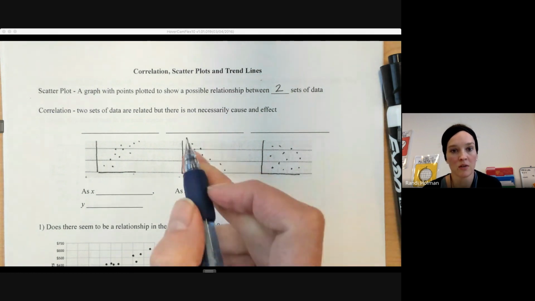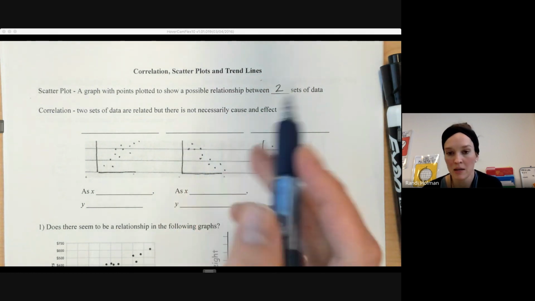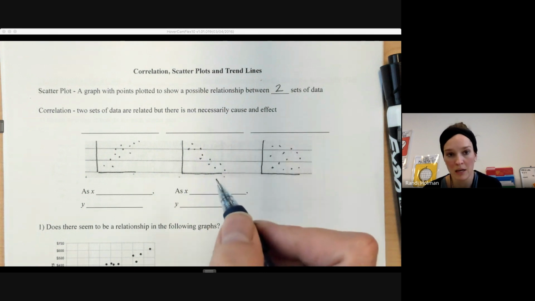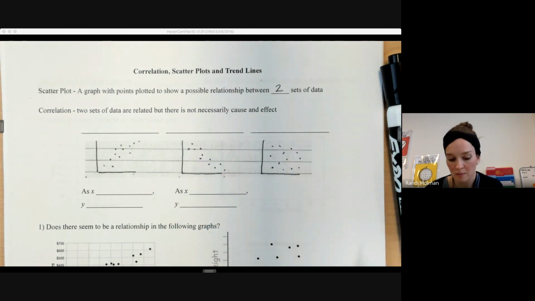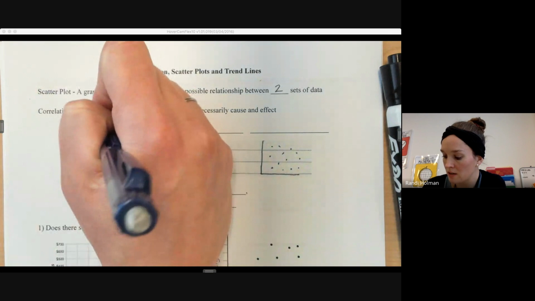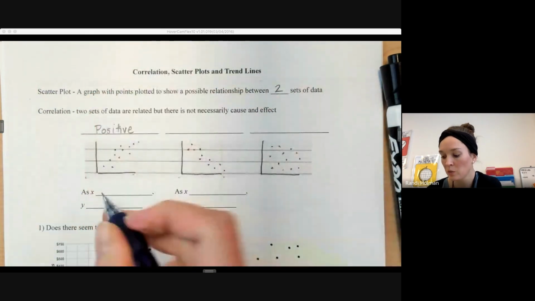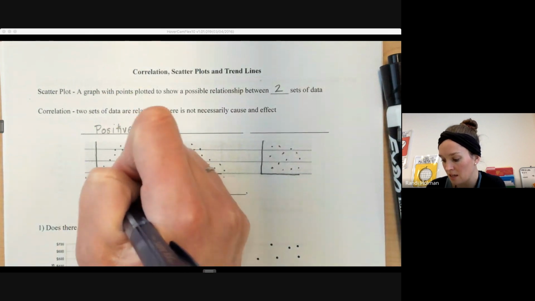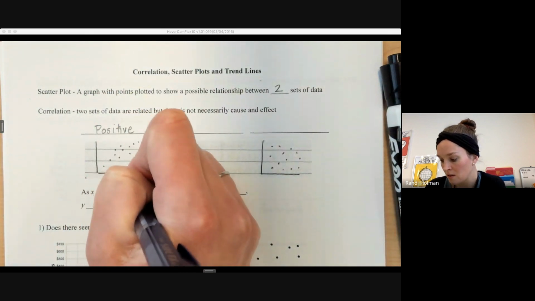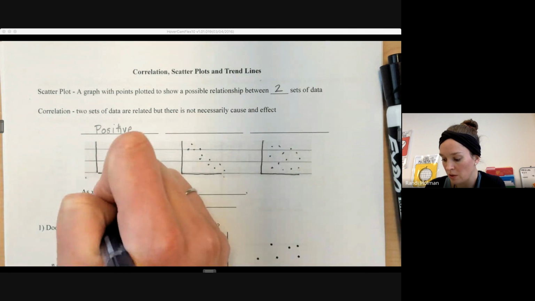So two data sets are related. That doesn't necessarily mean that there's a cause and effect. It could be. But we have two different main types of correlation. We can have positive correlation, which means as one of your variables, x, increases, y also increases.